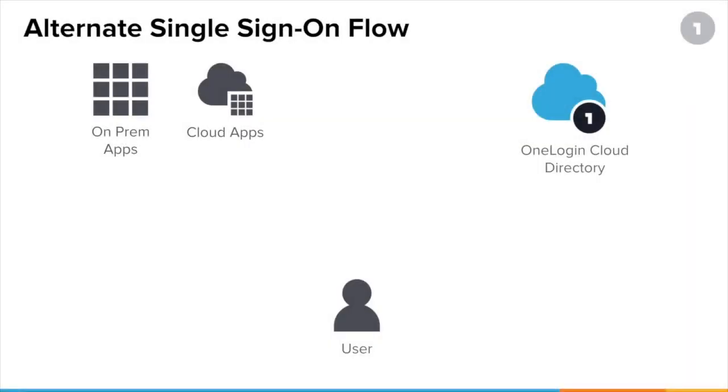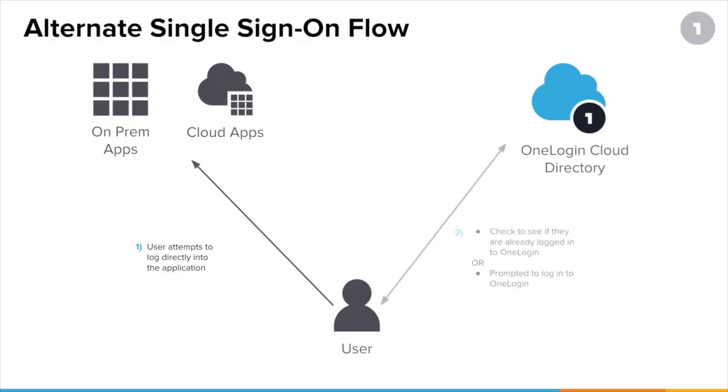So, when users go directly to the login pages for applications that have been configured to use authentication protocols like SAML or OIDC, we will talk about those more later, they will be redirected to log into OneLogin and will only get into the application once they have successfully done so.